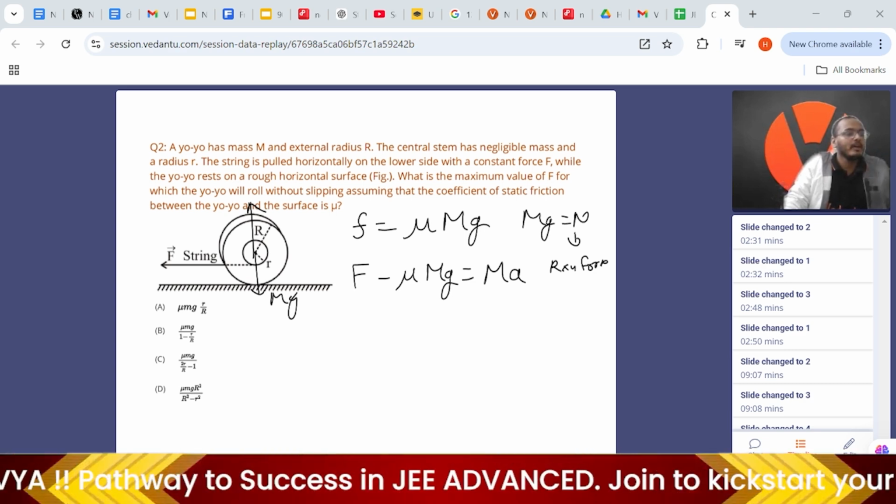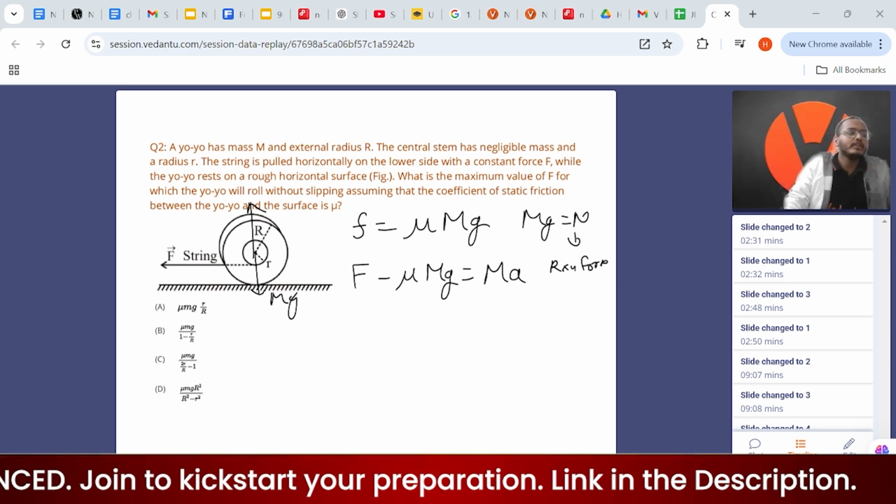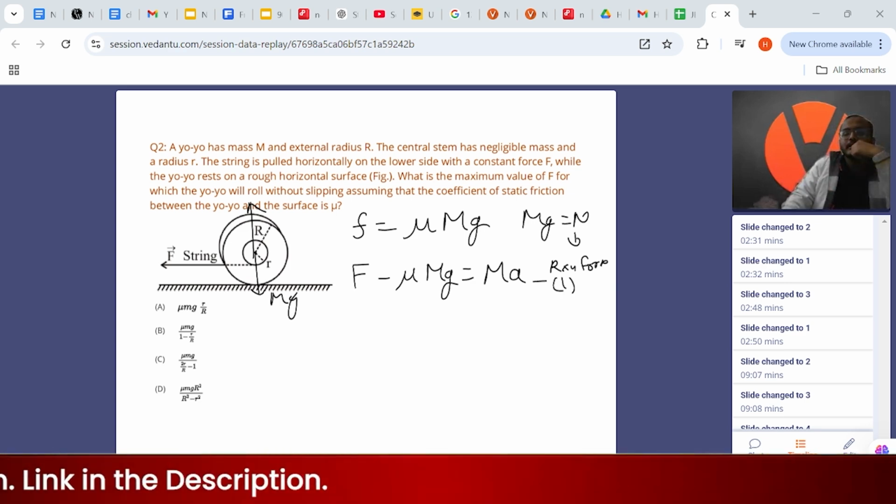Okay. Now see, this is for the translatory motion. Now, along with the translatory motion, we also want a torque. Let's say this is equation number 1.